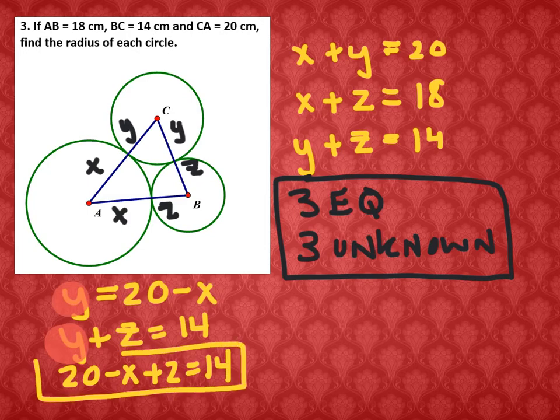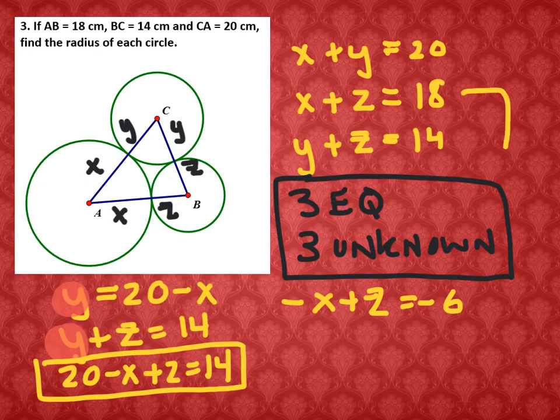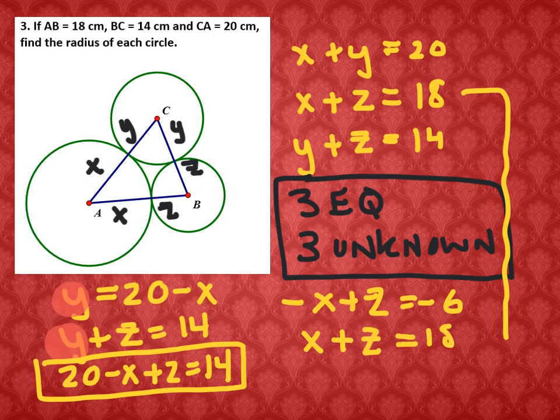Now that has two variables, an x and a z. And if you move things around a little bit, let's move the 20 to the other side, you get minus x plus z equals negative 6. And if you go grab the other one that's got the x and the z, bring it down, you find out that x plus z equals 18.